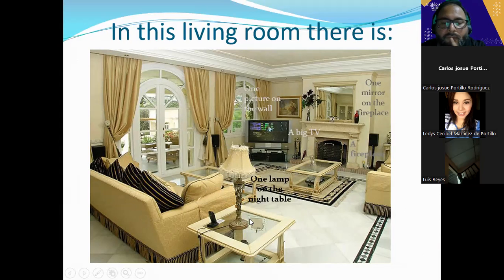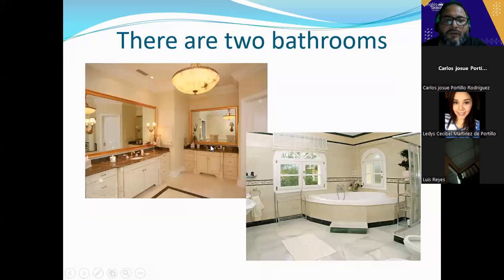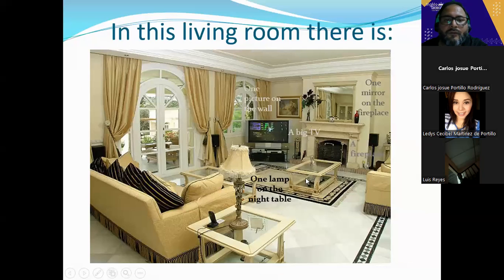There is. Yeah, because there is, because you don't have two or three, right? Then there are. A rug on the floor. A rug on the floor. There is a rug on the floor. Good.